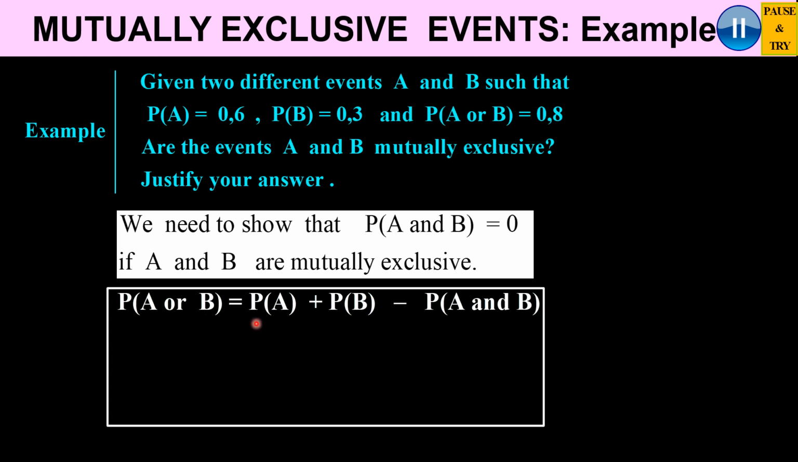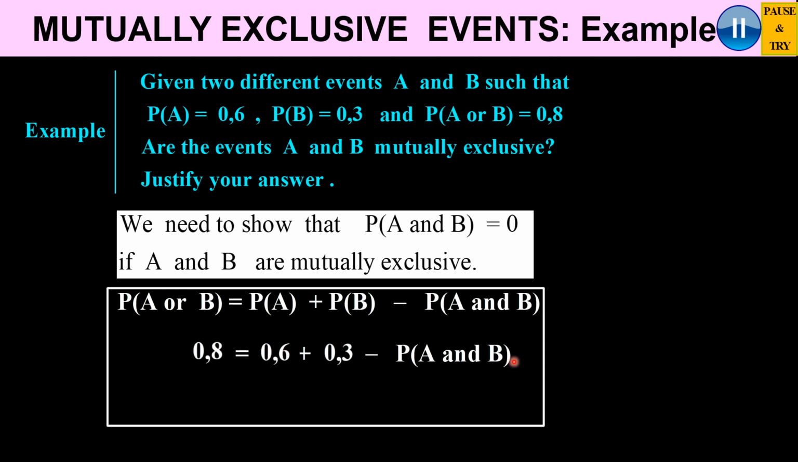Probability of A or B is the probability of A plus the probability of B minus the probability of A and B, or the probability of their intersection. We are given the probability of A or B, that is 0,8, and we can insert it there. The probability of A is given, that's 0,6, and we can substitute there. The probability of B is 0,3, and we can substitute it there. And so the only one that's missing is the probability of A and B.